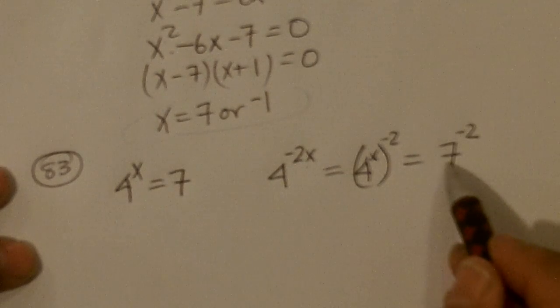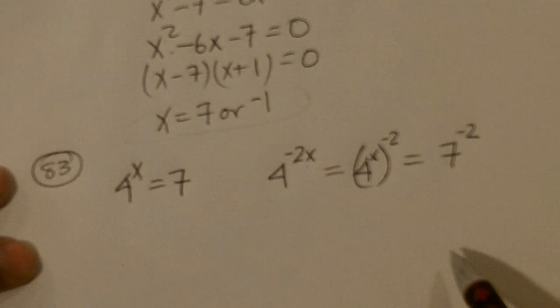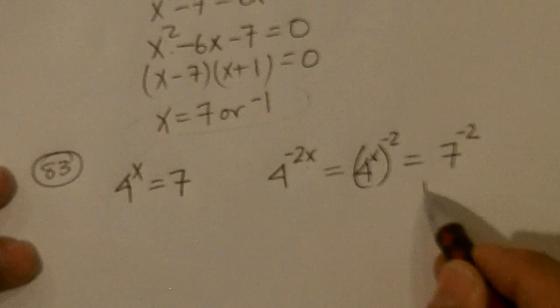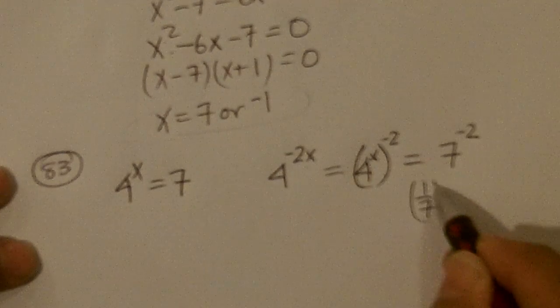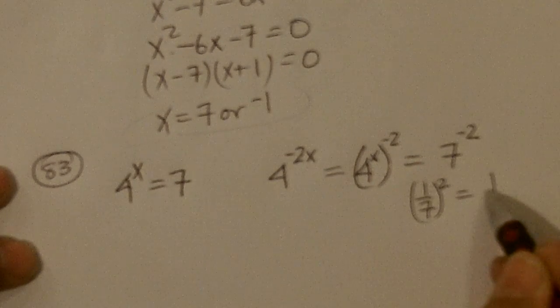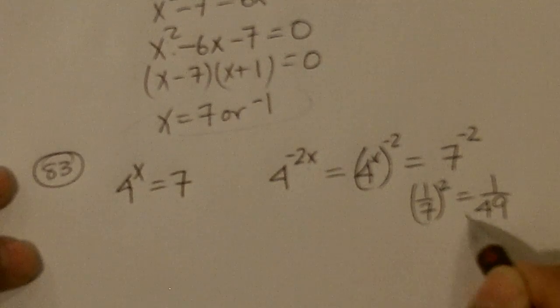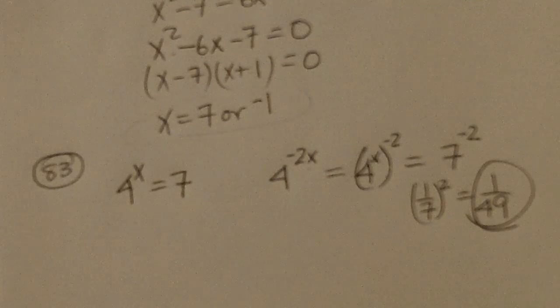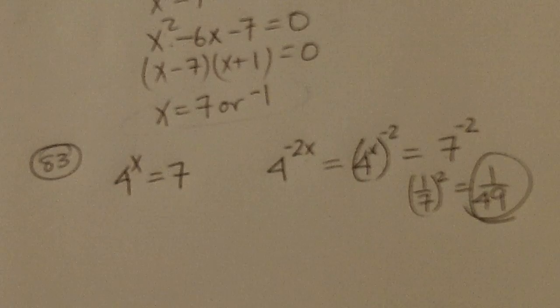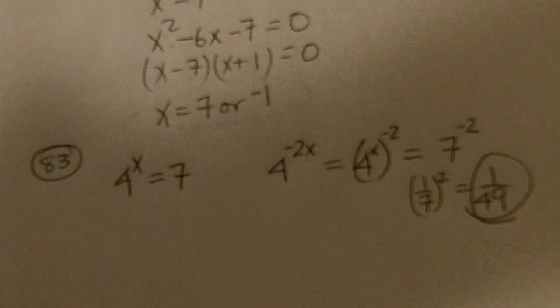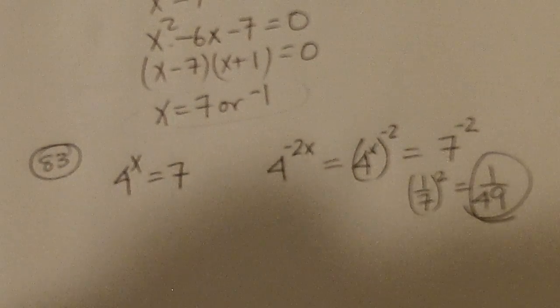Well, the negative would make it 1/7, and the 2 would square it. So 1/7 times 1/7 is 1/49. They just want you to practice power rules. And that's it for 5.3.